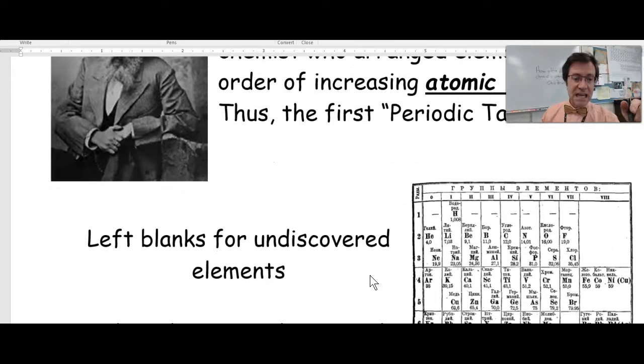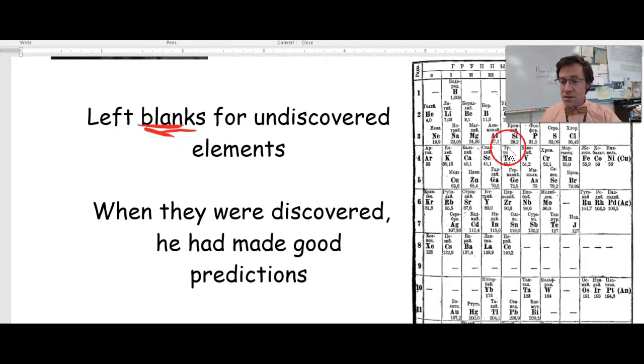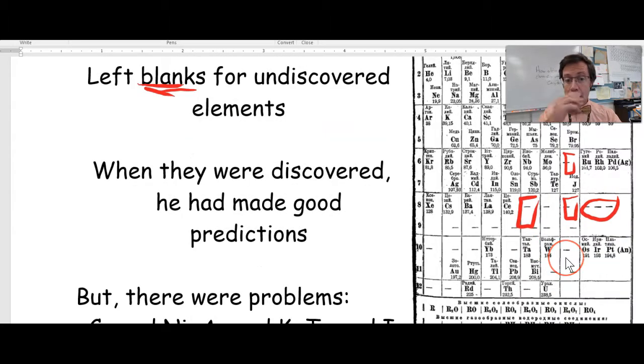So this is what he did. He left blanks for the undiscovered elements. And dude, this is the thing. Dude left blanks. He was able to see the pattern even though he didn't have all the pieces. That is incredible. And so you'll see, down here, he left this empty, and he left this empty, right? And he kind of left this empty. He left this completely empty, right?